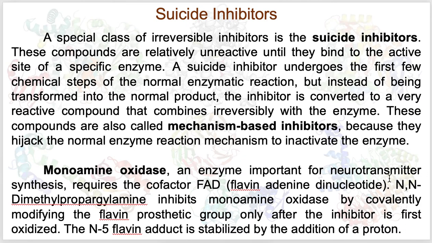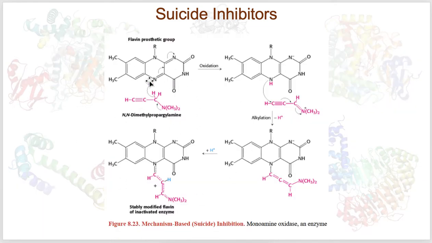So that means when the inhibitor is in its original form, it cannot inhibit the monoamine oxidase. Look at this figure. This is the inhibitor, this pink one. This original form cannot inhibit the enzyme. Rather, first it needs to be oxidized, and this oxidation is catalyzed by the enzyme. After oxidation, the inhibitor becomes active, and then it covalently binds with the enzyme and inactivates it. That's why it is called mechanism based inhibition or suicide inhibition.